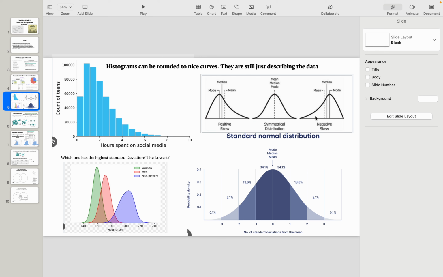In a negative skew, it's the opposite. These very small values are pulling the mean in that direction, so the mean is less than the median, which is less than the mode. Right? So make sure you have that in your notes.